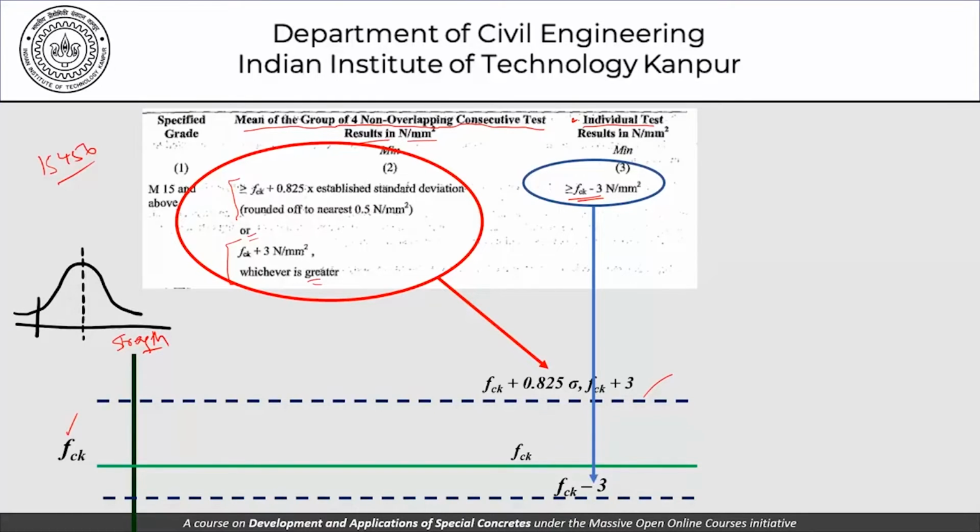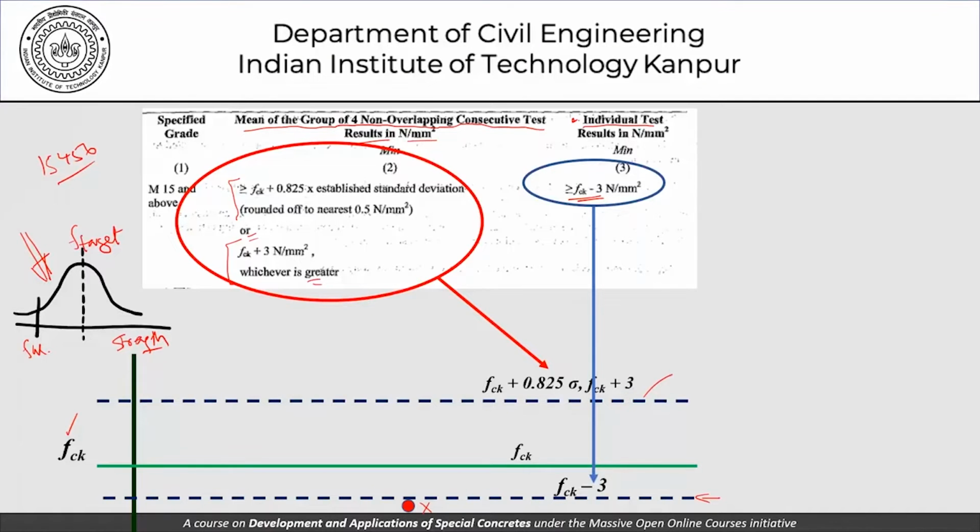Suppose we have a value here. This value is automatically rejected because it is an individual value which is lower than this line. So this value is automatically rejected. We have to look at this acceptance criteria in light of this distribution that we talked about just a moment before. Okay, there is an FCK here and there's an F target here, which of course instead of calling it target, we can even call it the mean strength. So this is the mean strength of the concrete that we have designed.